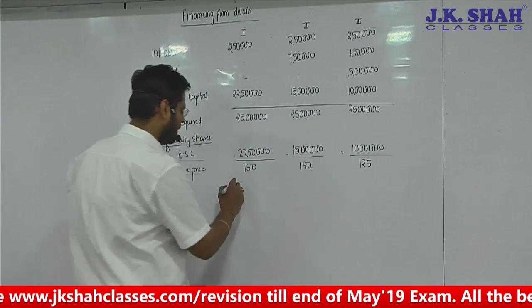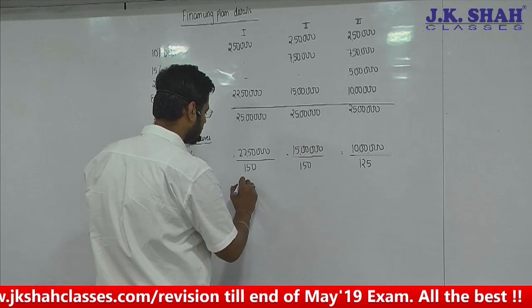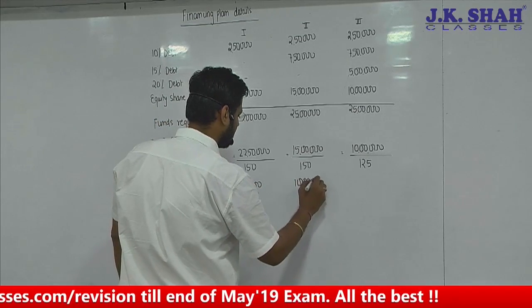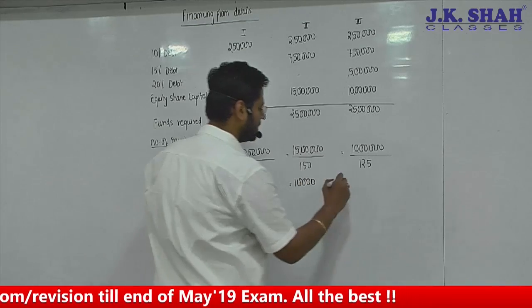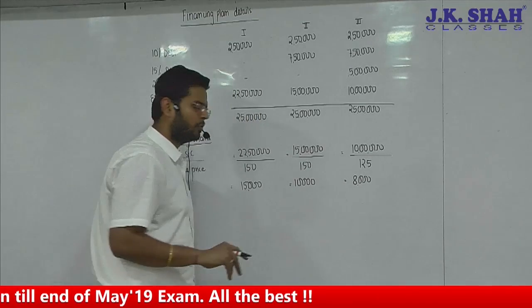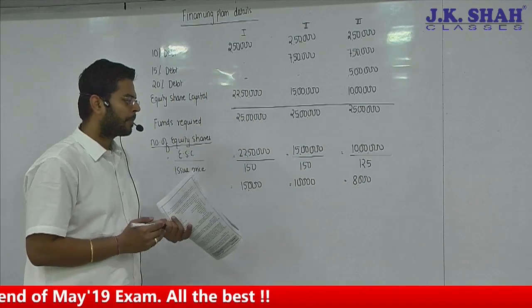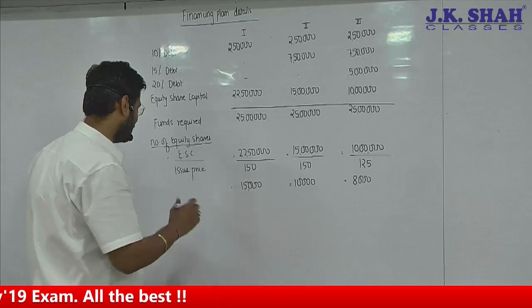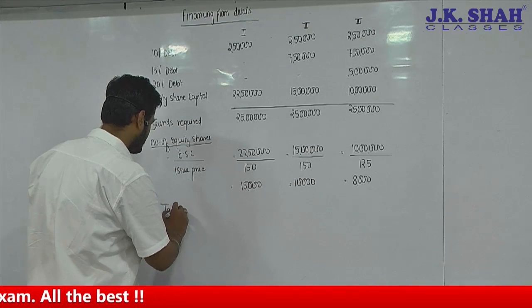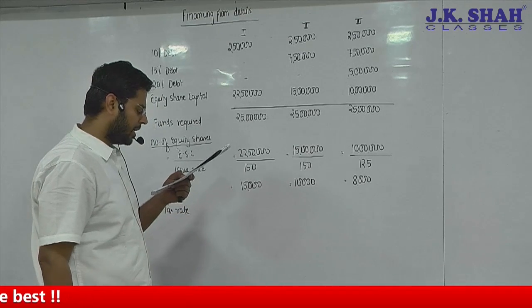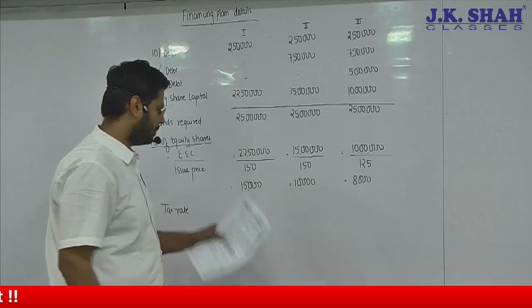So if I now calculate the number of shares, I think that's going to give you 15,000 shares here. This is going to give you 10,000 shares. And if I'm not mistaken, this gives you 8,000 shares. You please do cross check whether these values that I've written are correct or not. Now once you have these number of equity shares, then the last point here is to take the tax rate. What's the applicable tax rate? The tax rate applicable is 50%.